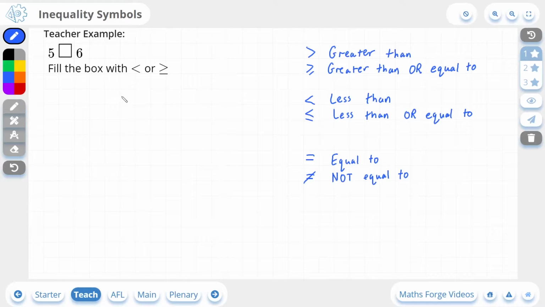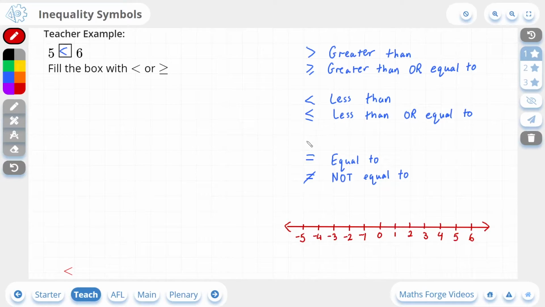So let's go ahead and take a look at this first example. We're being asked to fill the box with one of these two inequality symbols, less than or greater than or equals to. Well, if we take a look at this 5 and 6, we have to put an inequality symbol between them. So 5, remember we're reading from the left, 5 is less than, greater than or equal to 6. I'm going to say it's less than 6. So I'm going to fill this box here with a less than symbol because 5, of course, is less than 6. And if we check our answer, there it is. It's a less than inequality symbol.